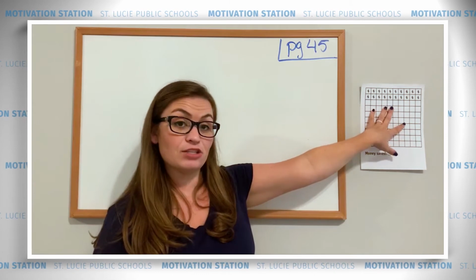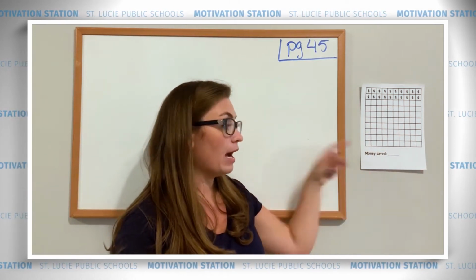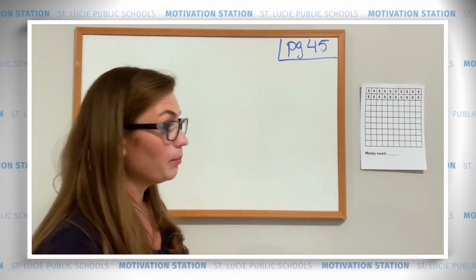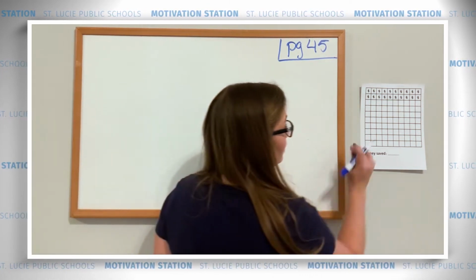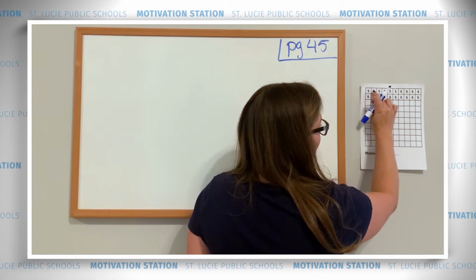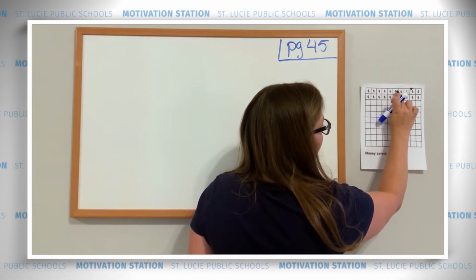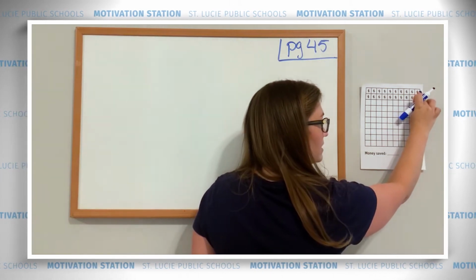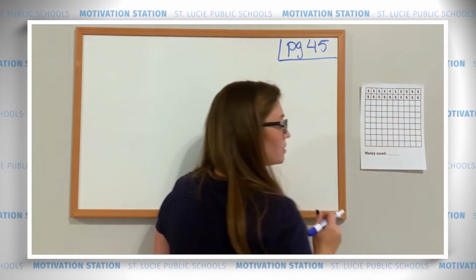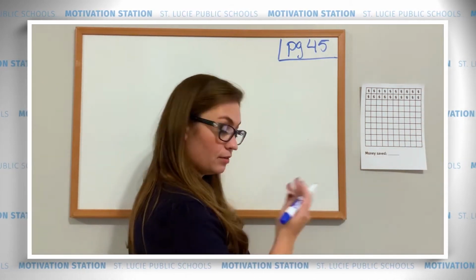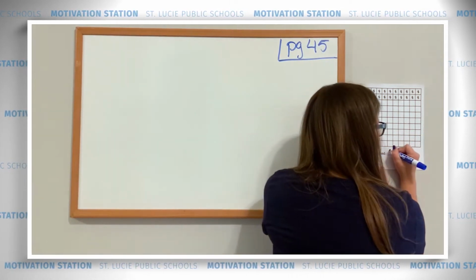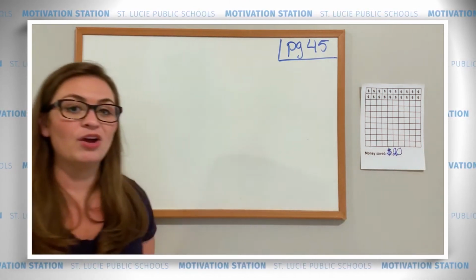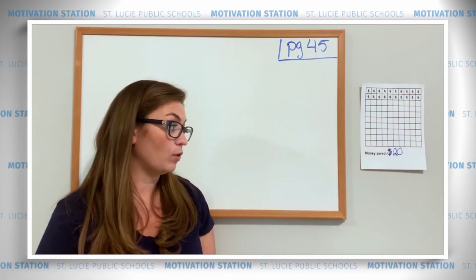Number 1 has this grid chart. We need to figure out how much money was saved. To do that, we are going to count up how many dollar signs we see. Well, I see 1, 2, 3, 4, 5, 6, 7, 8, 9, 10. If a row is 10 and I have 2 rows, how much money have I saved? Right, I have saved $20. Okay, go ahead and record that now.